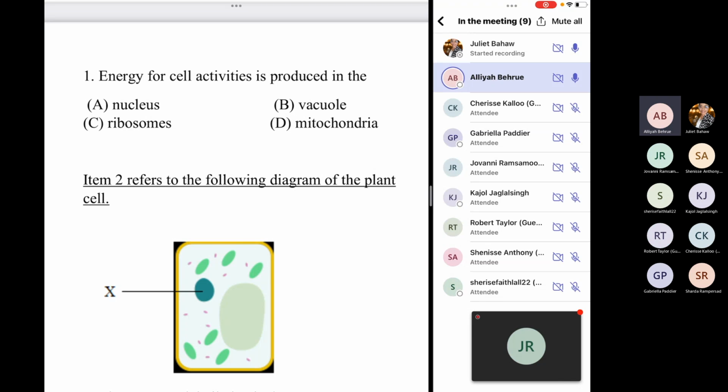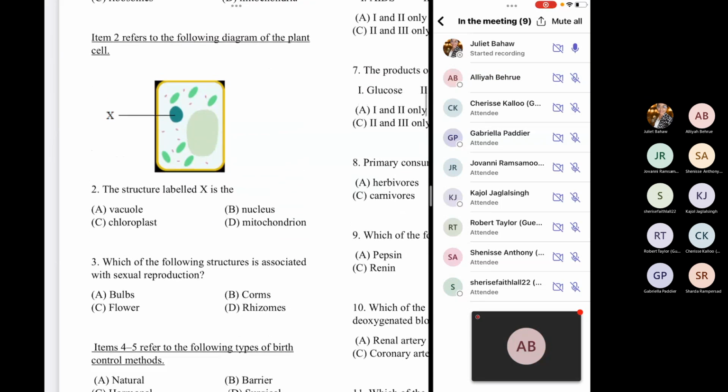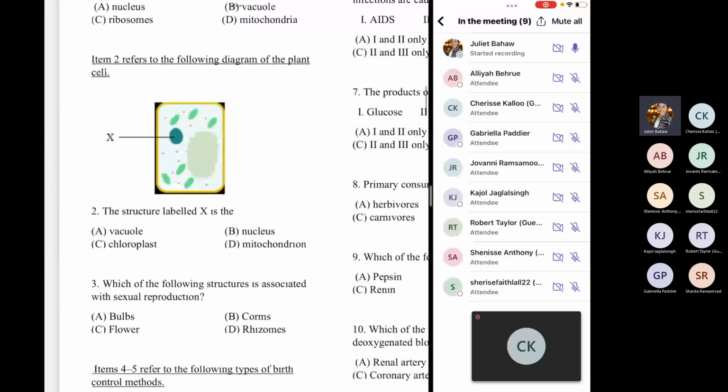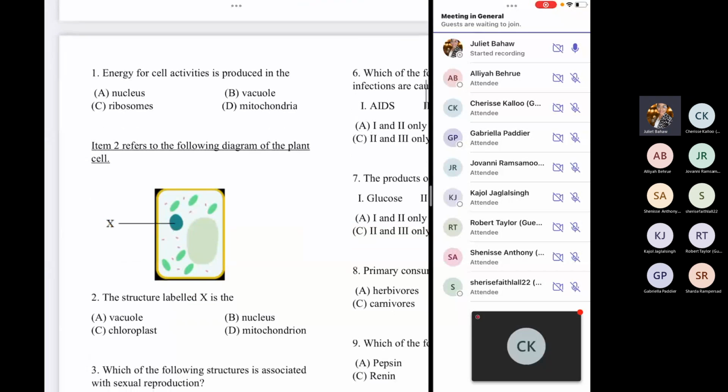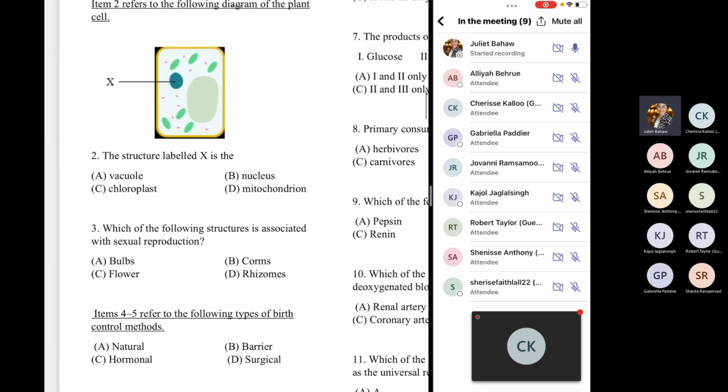Energy for cell activities is produced in the mitochondria. All right, good. Number 2, Cherise. The structure labeled X is the nucleus. Very good. 3. Now the paper won't be colored. This one somehow came out with color. So just be careful. Always remember nucleus is just one circular structure.